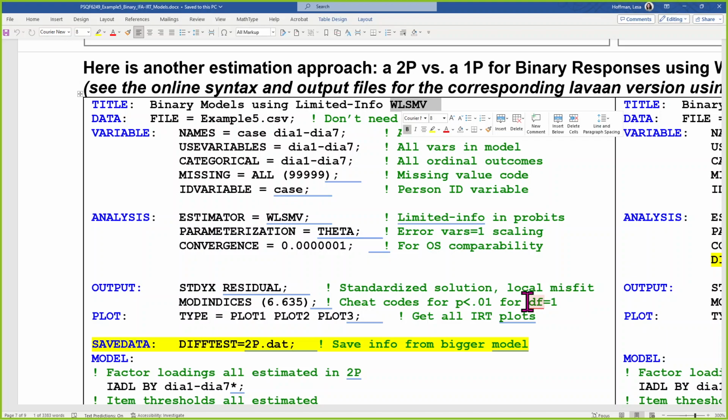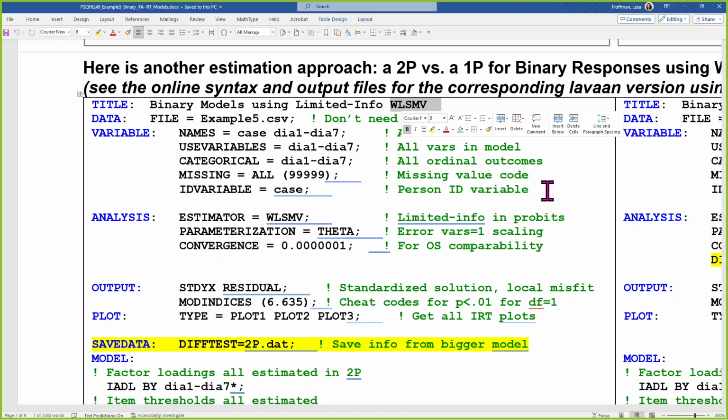Tetrachoric, yeah. So what this does is first use your data to estimate a tetrachoric correlation matrix. Then it tries to find the parameters that make the predicted matrix the closest to the one it estimated.